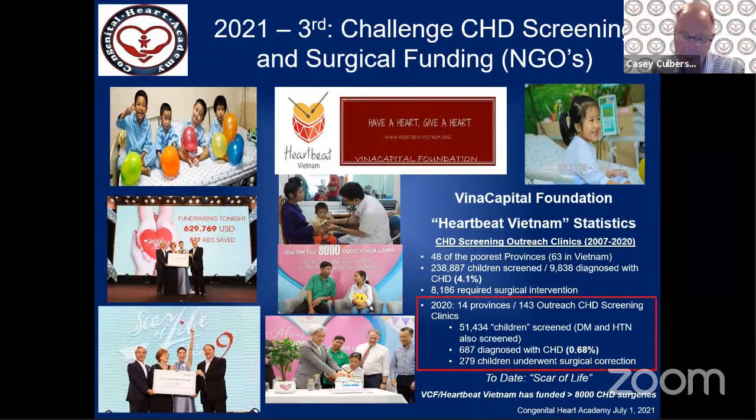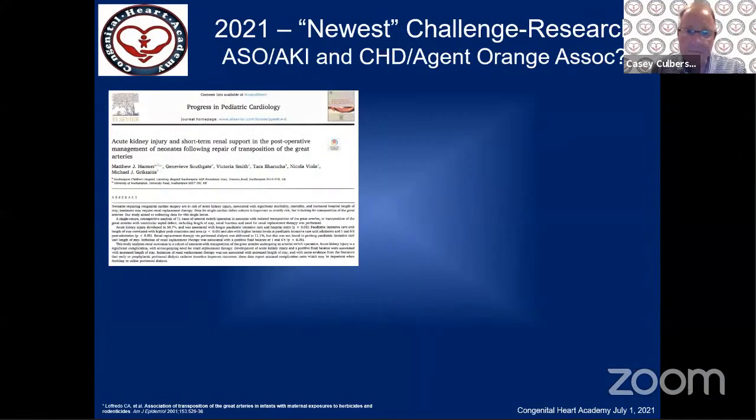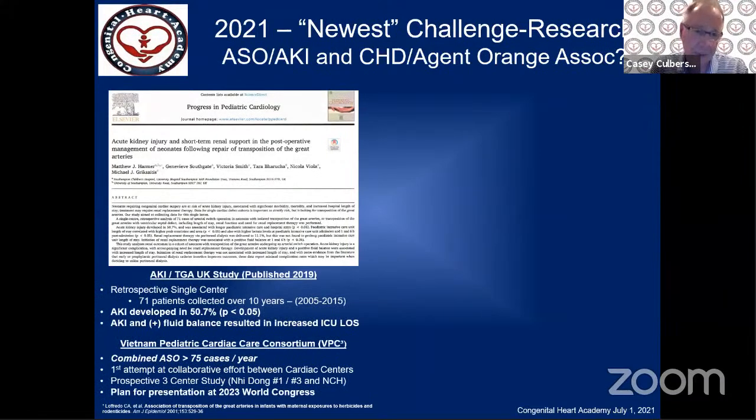And this became an interesting thing for my last point, which is that using this data, we've been able to do some interesting research in Vietnam. So this is the newest challenge. The first one was the arterial switch and acute kidney injury. This is another one of the things I like to call Gil's fault.